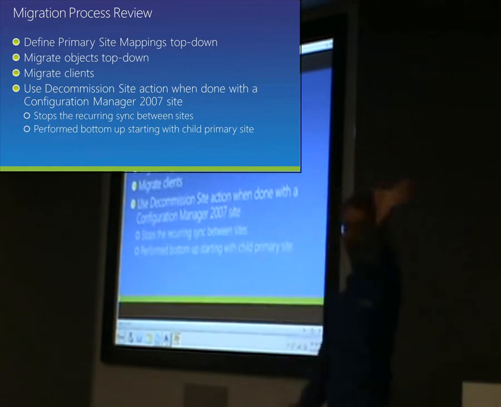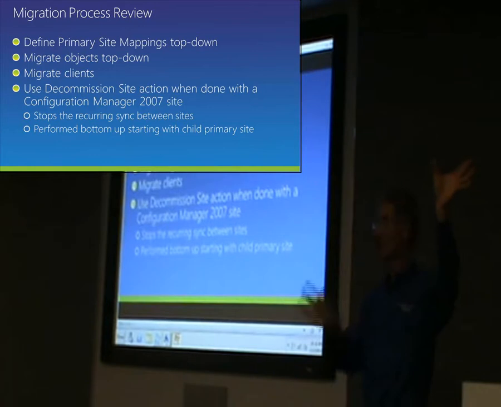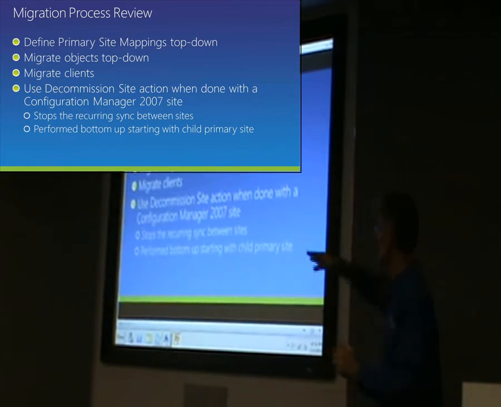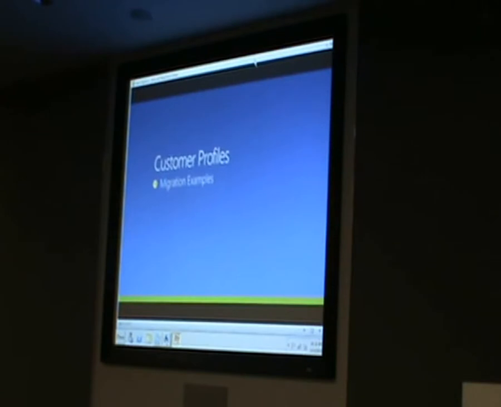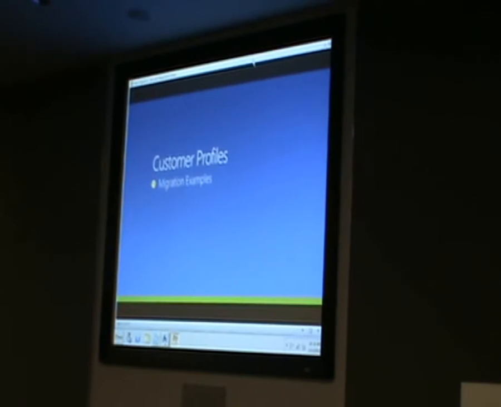So to say, I don't care about the 2007 site anymore. No more migration, no more synchronization. And you do that from bottom up. And you uninstall your child primary sites bottom up as well. Okay, a couple of sample profiles for you, then we'll get into objects and then we'll be all done.